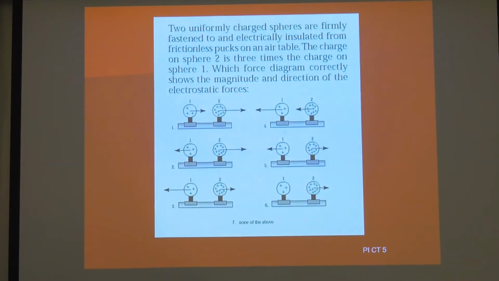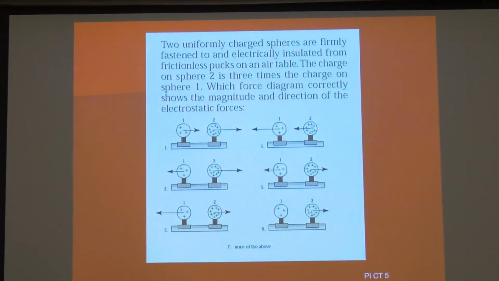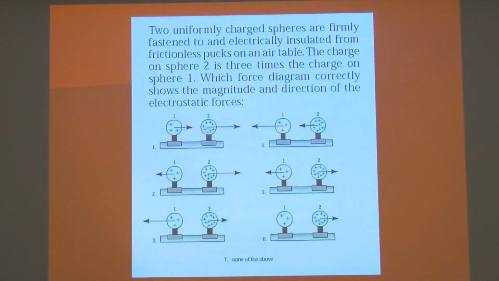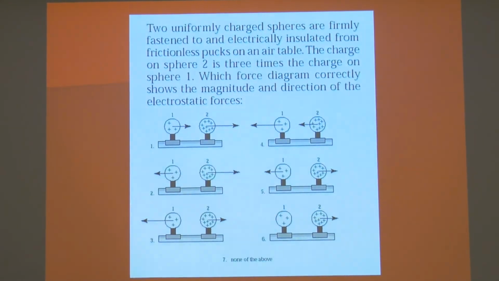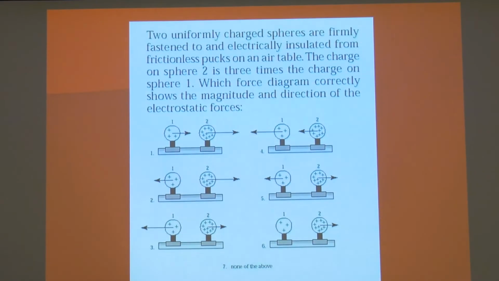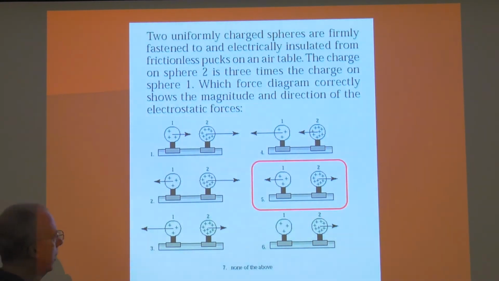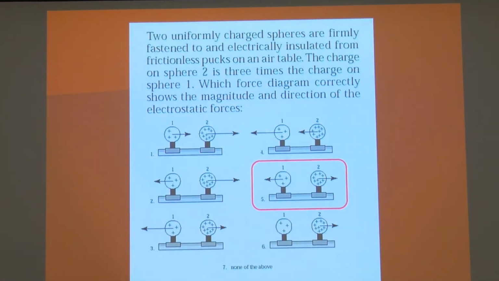Okay, let's do it. So we have two uniformly charged spheres. The charge on sphere 2 is 3 times the charge on sphere 1. What's the correct force diagram? Well, what did we learn in Physics 121? What's Newton's third law? F A on B equals F B on A, right? Equal and opposite. So which one of the force diagrams shows you that? This one, right? Equal and opposite. Don't forget. Equal and opposite.